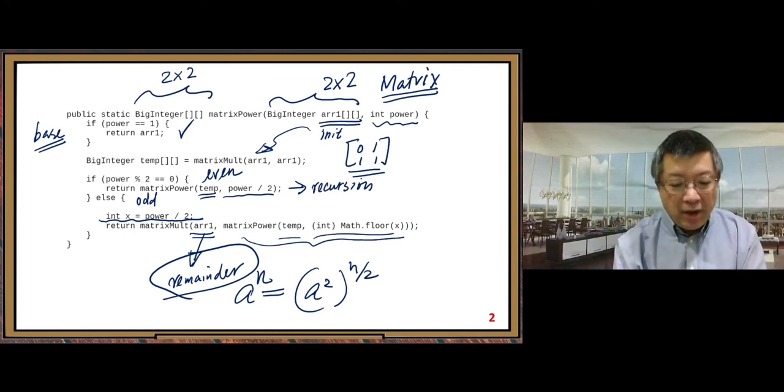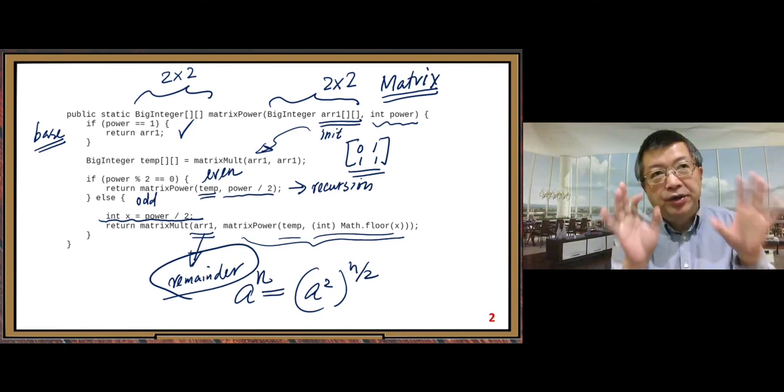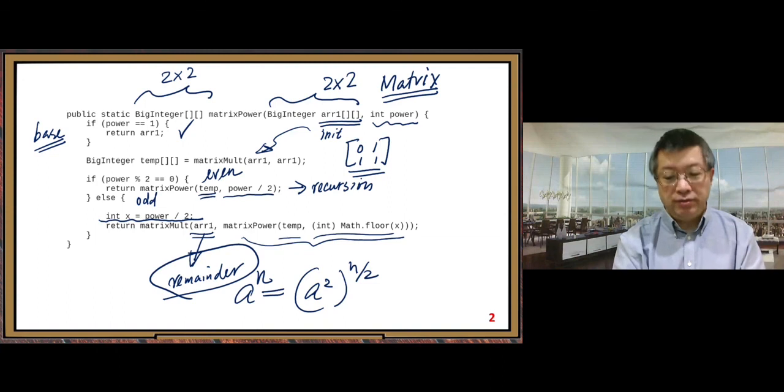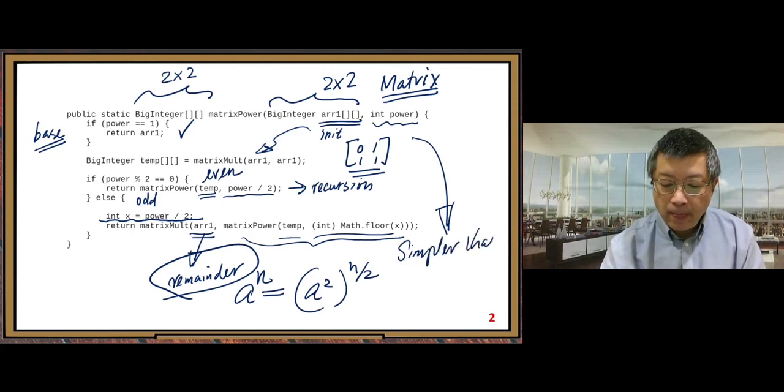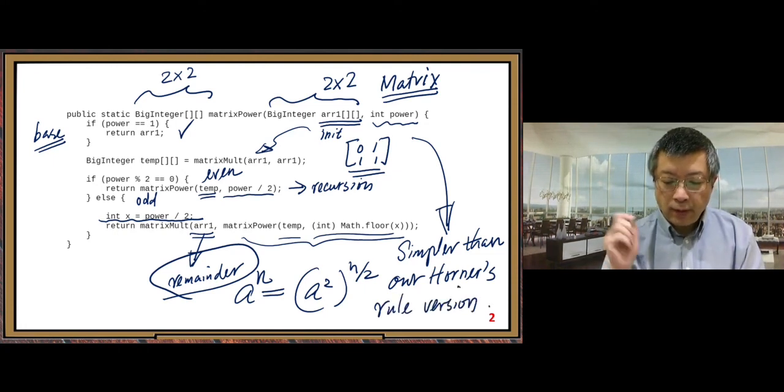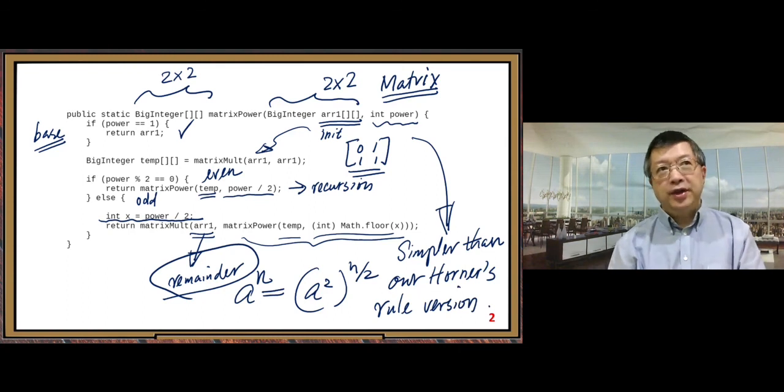The implementation is simpler than our Horner's rule-based version. So if you can understand this version, you can implement it.